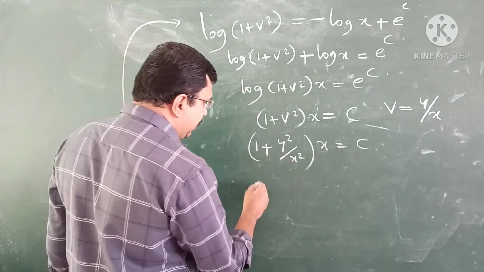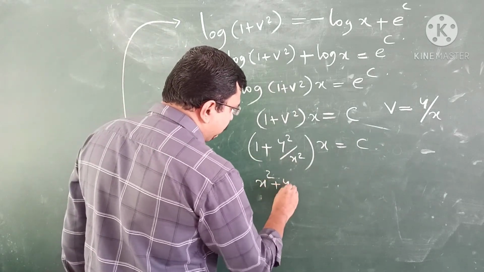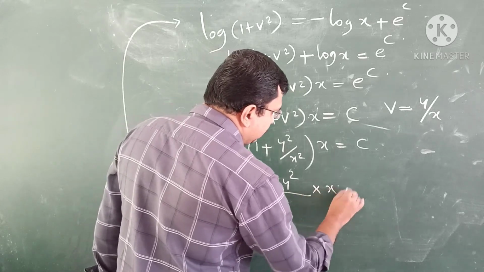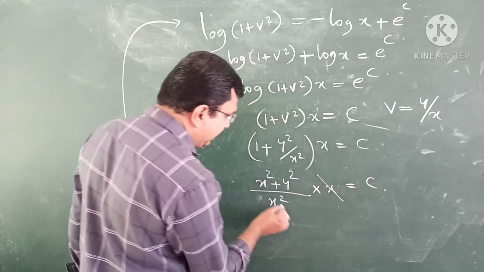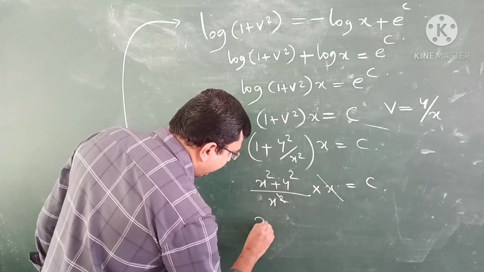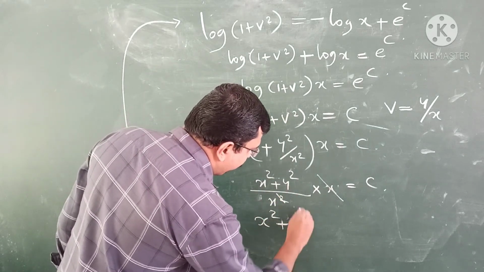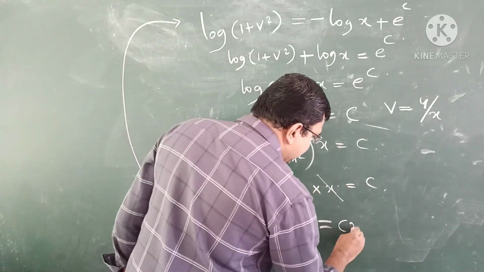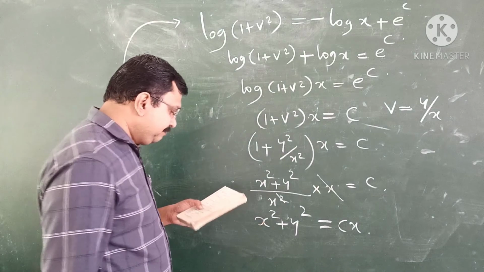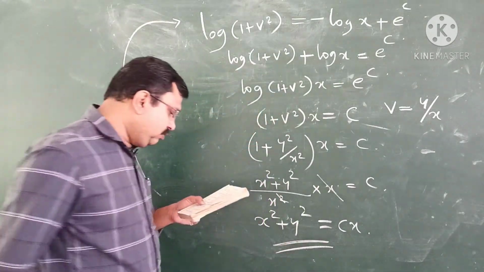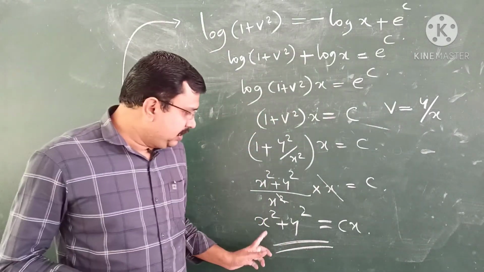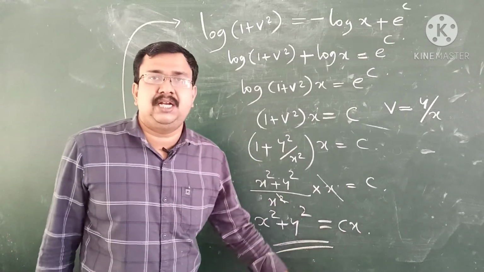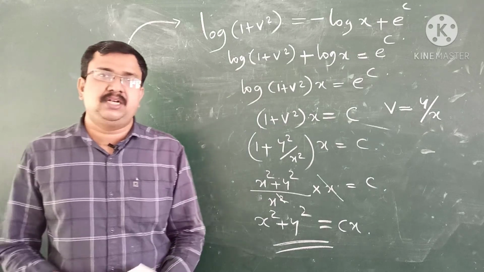Okay, this can be written as x square plus y square divided by x square into x equal to c. x and x square cancel, then the remaining is x square plus y square equal to x into c, cx or xc. This is our final answer. Okay, the final answer is x square plus y square equal to cx. That is the solution of this differential equation.